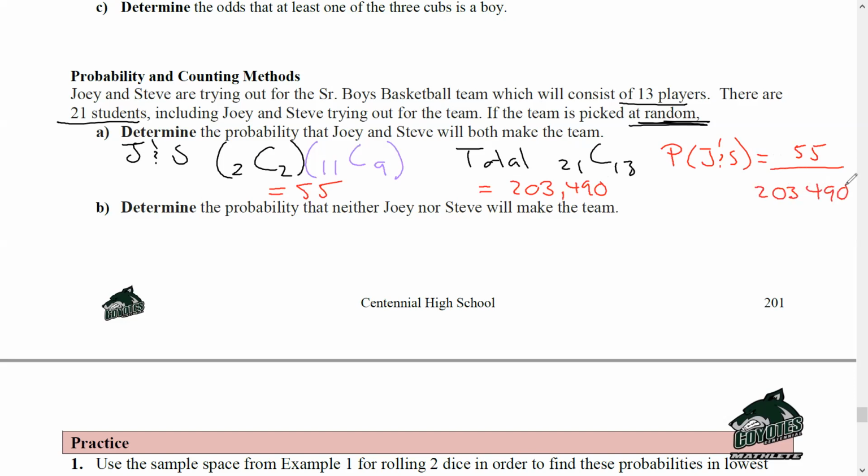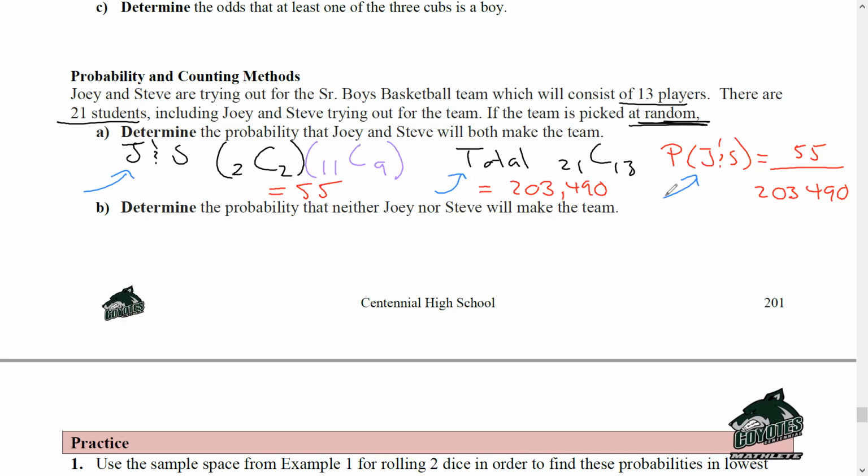So when I'm attacking a question like this, I'm going to break it up into almost 2 questions. I'm going to go back to the last unit because I can answer this easily. How many ways can Joey and Steve make the team? How many teams are there in total? And now I'm going to put them together to find that probability of both of them being on the team.